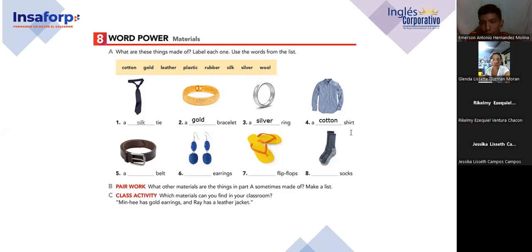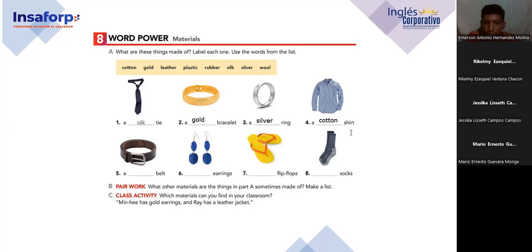No. No, okay. What do you think, Riquelme? Number four, what's the correct material? Yes. Yes, all right. Y Riquelme me dice que sí, ya cuatro me dijeron que no. So, yes, that's the correct one. Es hecha de algodón. A cotton shirt.